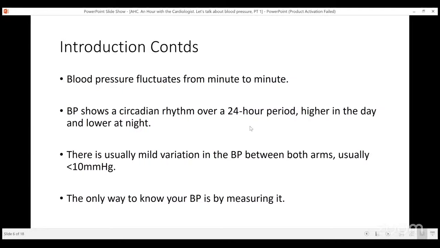It's very, very important. There are minor variations between the left and the right. More often than not, the right arm measurement tends to be a little bit higher than the left. But that does not mean that it is always the case. Like I said, things can happen, atherosclerosis and a few other things, that can make that go on. The only way to know your blood pressure is by measuring it.